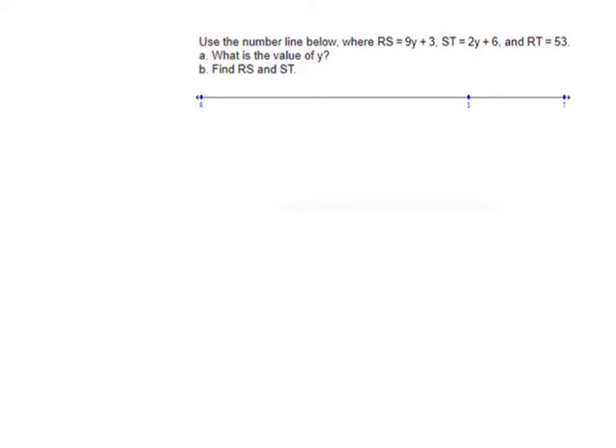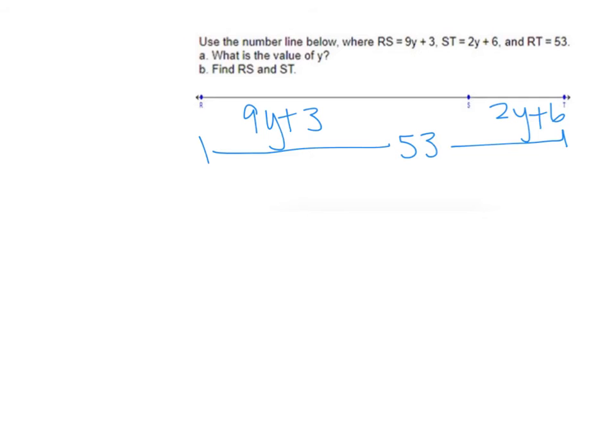All right, on this next one, which I guess is question number 5, I am going to start by just labeling my picture. So I've got a lot of information in there. They gave me a picture. If I didn't have a copy of it in front of me, I would transpose it onto my paper. RS is this guy right here, and that's 9y plus 3. ST is 2y plus 6. And RT, which is this whole thing, is 53. So same idea. I know that this plus this should equal this. So that's the equation that I'm going to write.